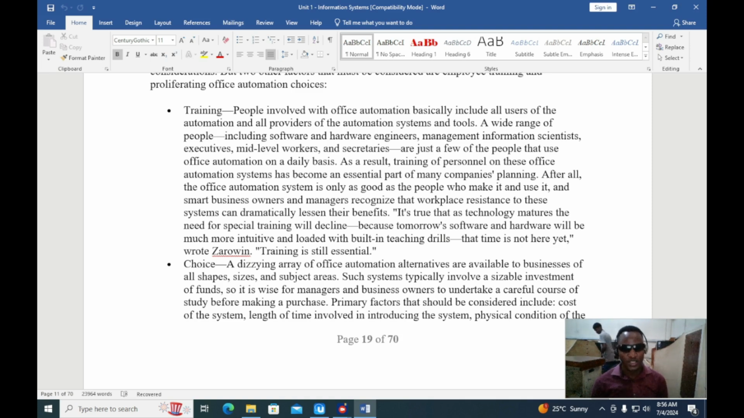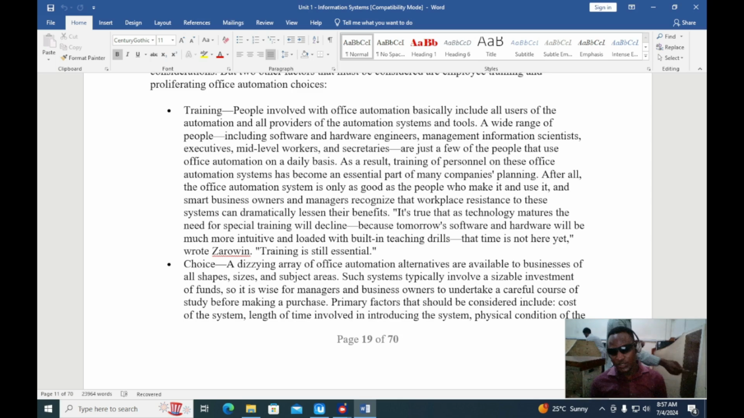Number two is the proliferating office automation choices. We have so many office automation alternatives available for businesses of different sizes and in different areas. Some systems involve a sizable investment of funds. So it is very important for managers or business owners to take a careful course to study all these choices before purchasing an automation system.